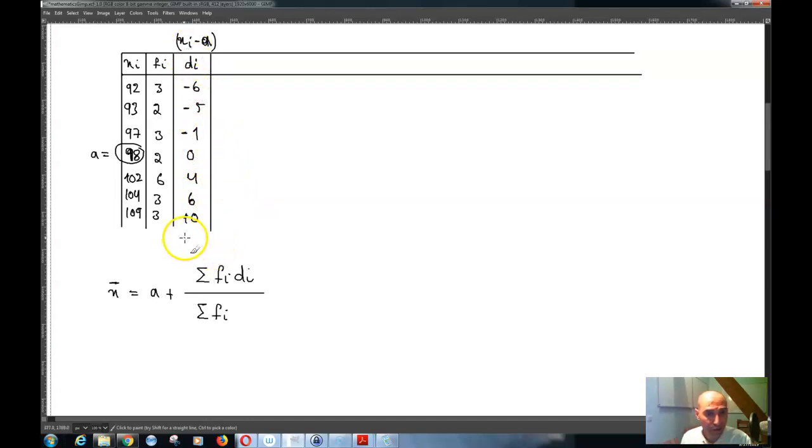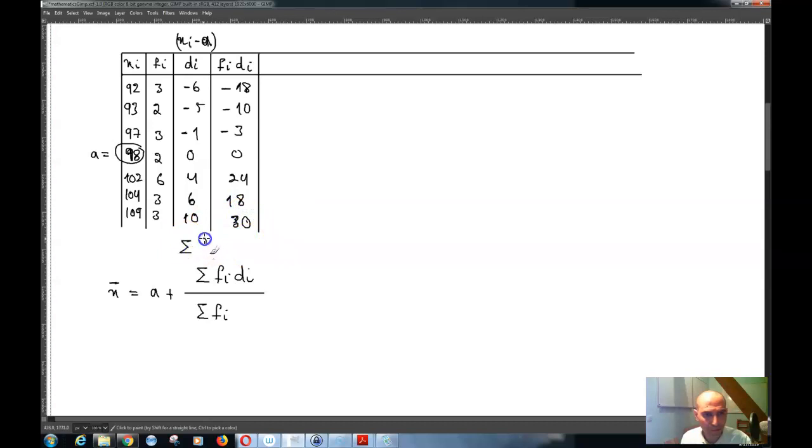Now your sigma f of I d of I is, I'm sorry, your sigma, but that was actually correct. I didn't have to erase it. Now I need to calculate f of I times d of I. So 3 times negative 6 is negative 18, negative 10, negative 3 is 0, 24, 18, and 30.